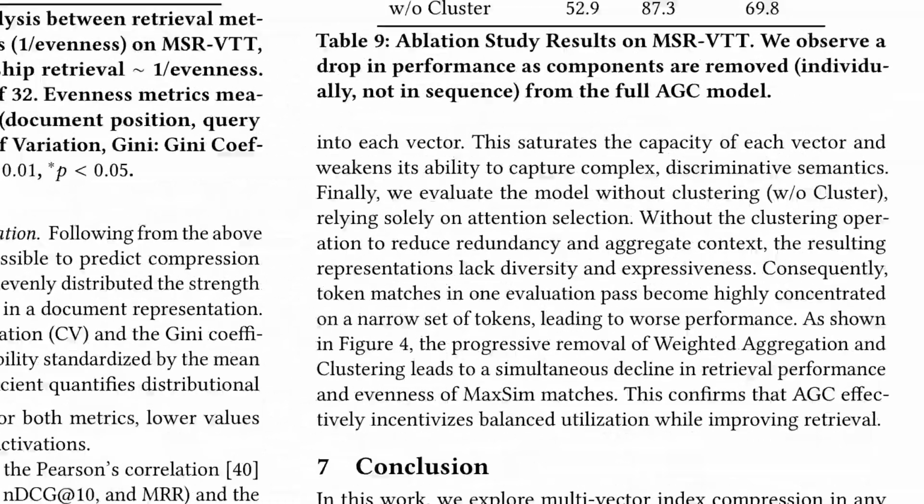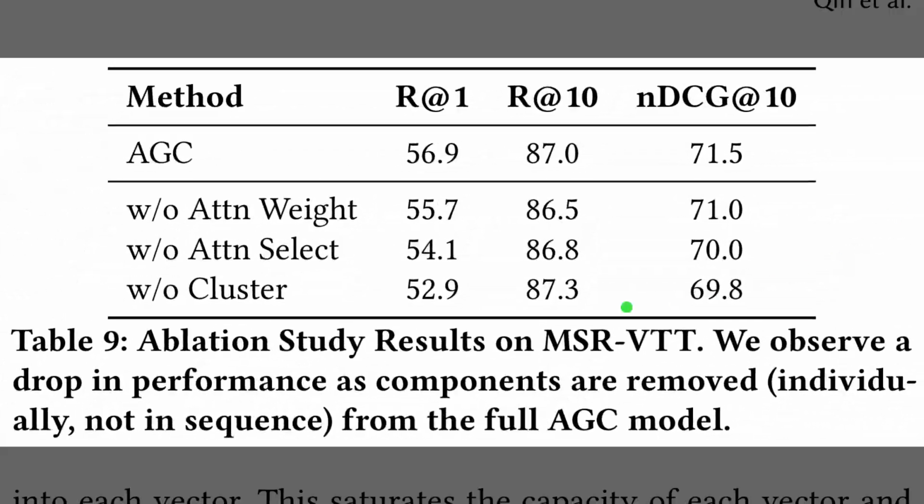So, while Figure 3 showed the qualitative difference, Table 9 now quantifies exactly which parts of the attention-guided clustering method matter most. The top row sets the baseline, with the full model achieving a recall at one of nearly 57% on the MSR-VTT dataset. As we move down the rows, we see performance drop when components are removed. Removing attention weights or selection hurts, but the bottom row reveals the biggest impact. Without the clustering mechanism, the score falls to just under 53%, confirming that grouping redundant tokens is the most critical step.